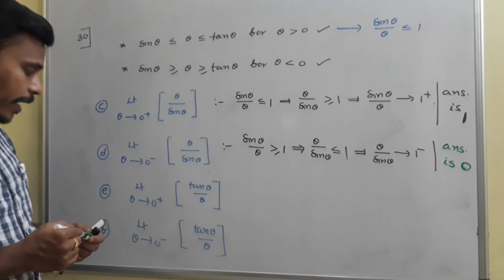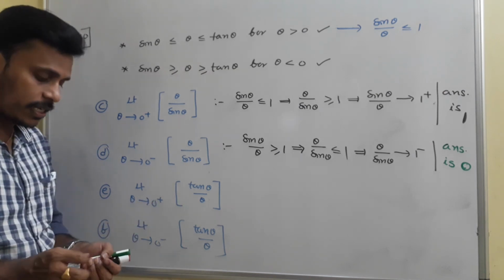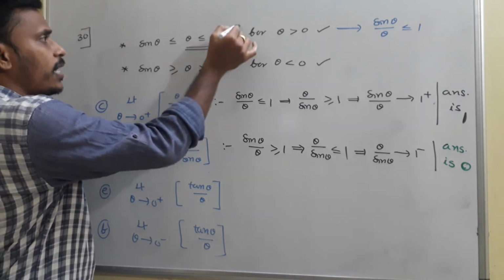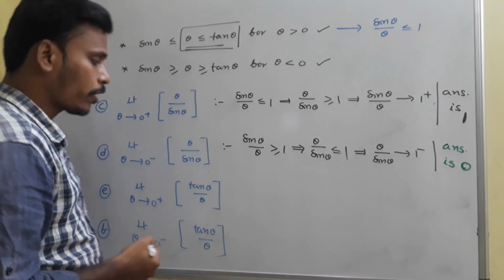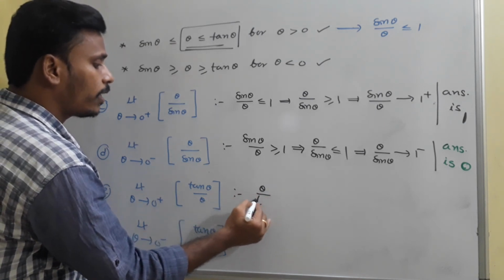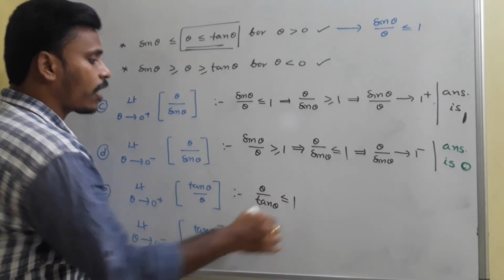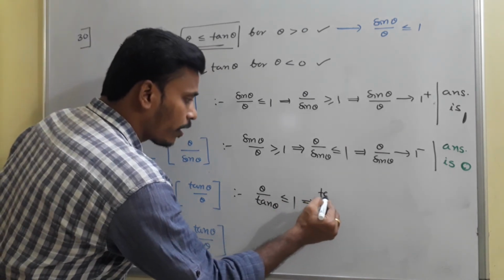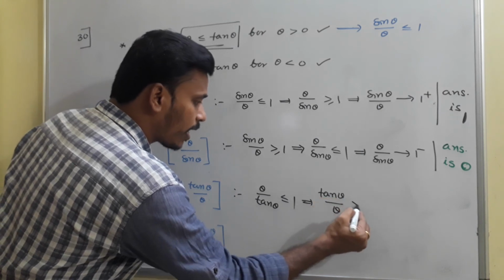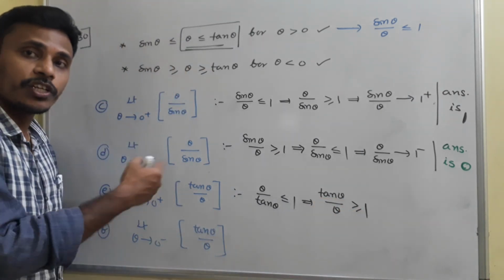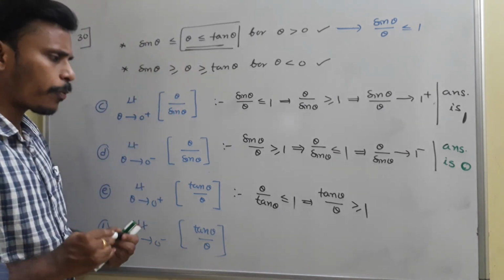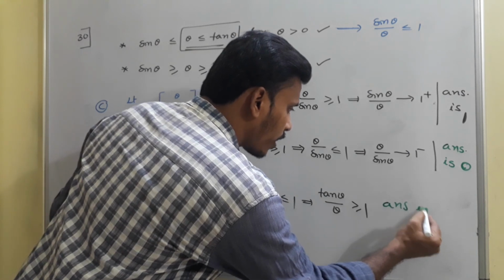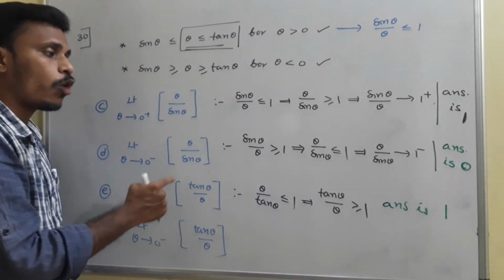That's the bit. Next one, limit theta tends to 0 plus, tan theta by theta. So directly, theta tending to 0 plus means here theta is less than or equal to tan theta. So from that I will say theta by tan theta is less than or equal to 1. But I need tan theta by theta. Just do the reciprocal. We will get tan theta by theta is greater than or equal to 1. Since it is greater than or equal to 1, it is approaching 1 and it is more than 1. So from there we say that our answer is 1. So for this limit, the answer is 1.